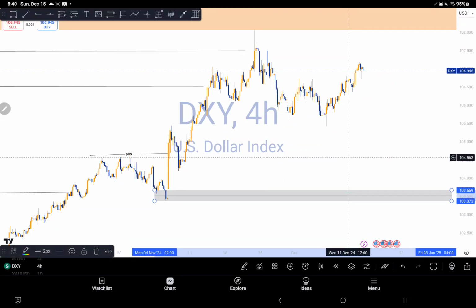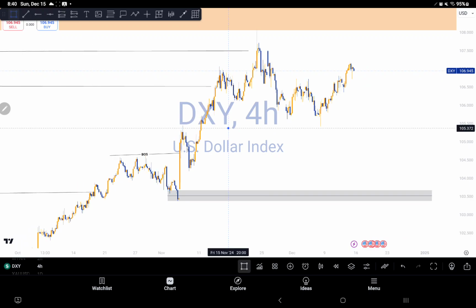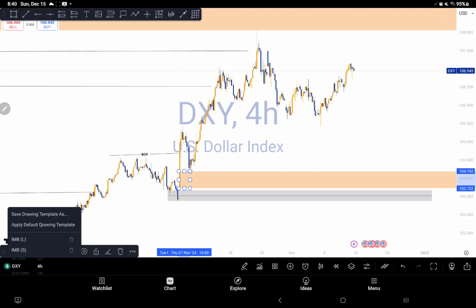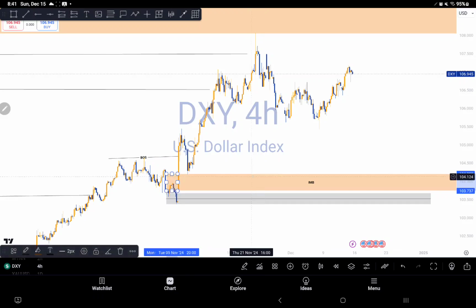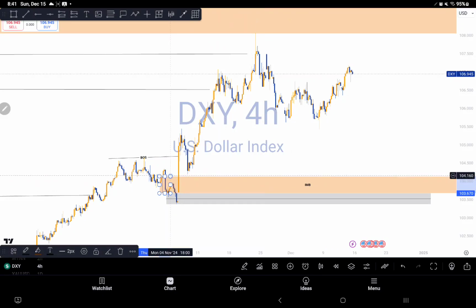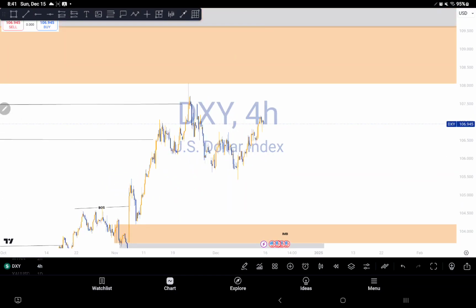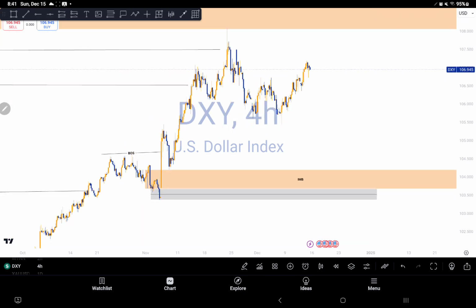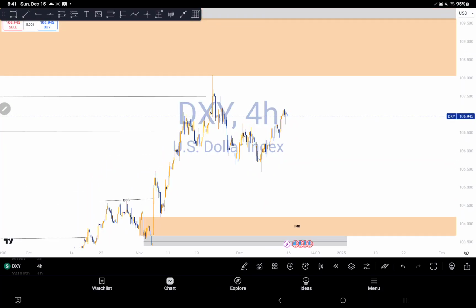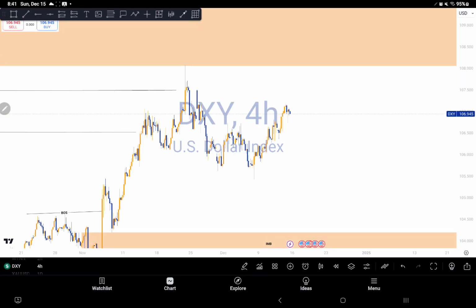There's a possibility. And we also have an imbalance right here, from here to here. There is an imbalance right here, right? So we can see that if the market continues to push to the downside, I think this would be a good area to take our TP from, right? Because the market is a little bit choppy.